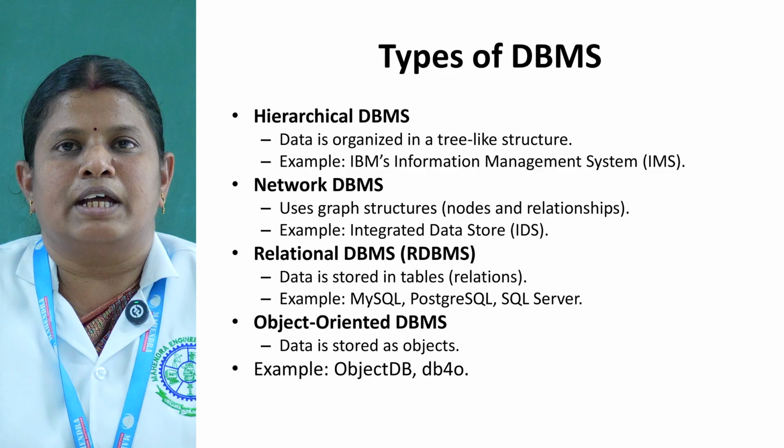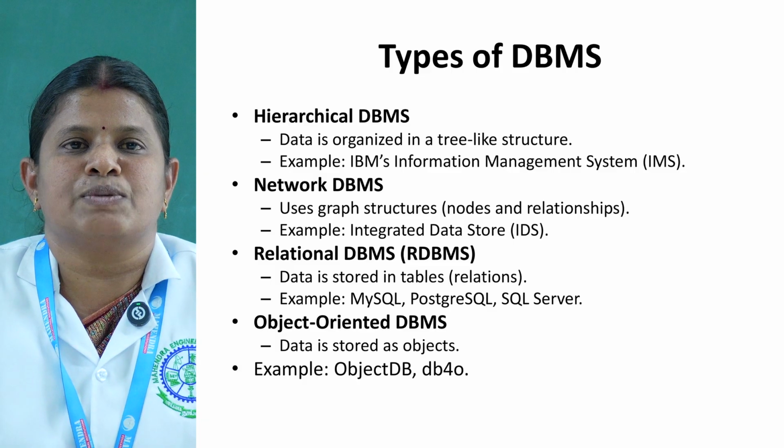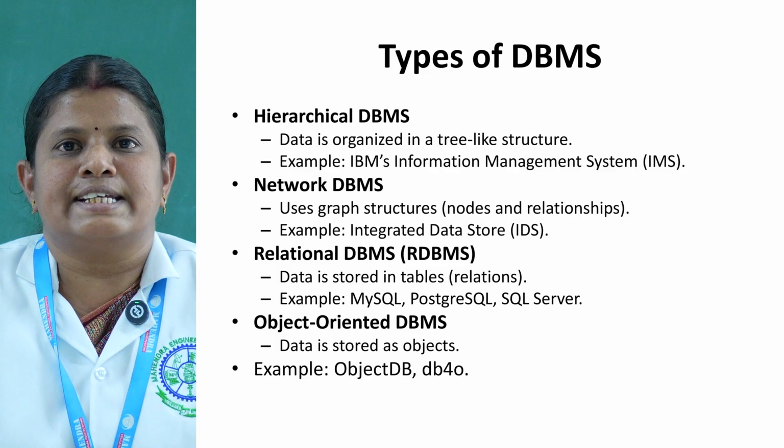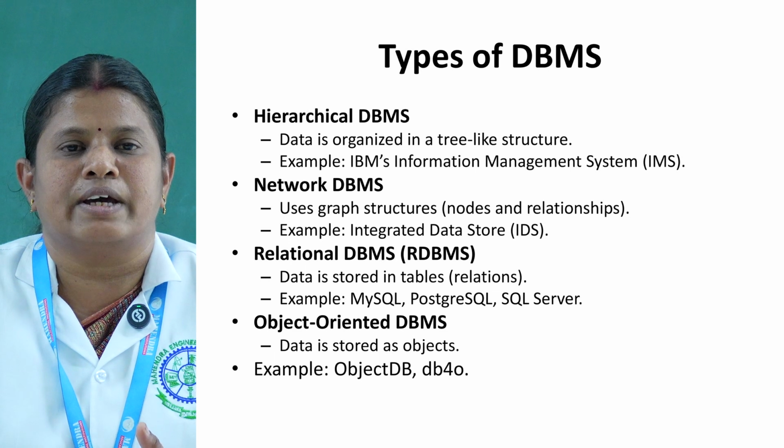Next is types of database management system. Hierarchical database, where data are organized in a tree-like structure. Example: IBM Information Management System. Next is the network database management system, which uses a graph-like structure. Example: nodes and relationships, integrated data store. Next is the relational database management system, where data are stored in table format. Examples: MySQL, PostgreSQL, SQL Server. Next is the object-oriented database, where data is stored in object form.